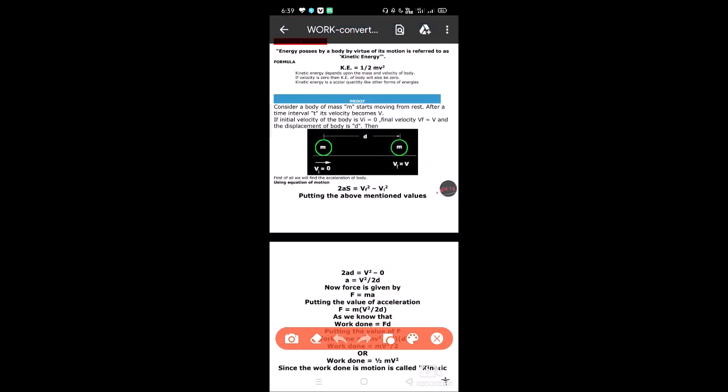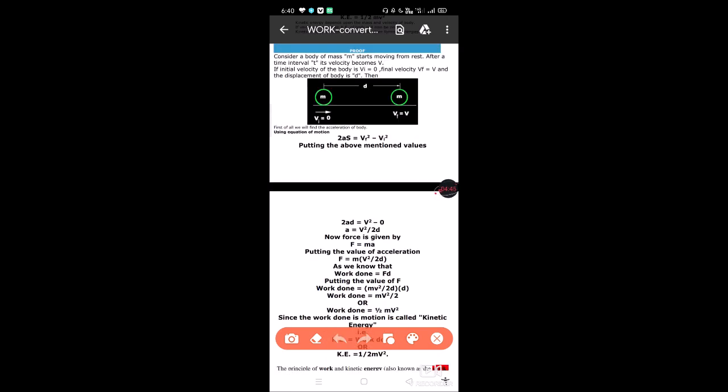Now we can discuss kinetic energy. The energy possessed by a body by virtue of its motion is referred to as kinetic energy. And you know the expression for kinetic energy, that is kinetic energy is equal to half mv square. That is, kinetic energy is proportional to both mass and velocity. Now we are going to prove this equation.